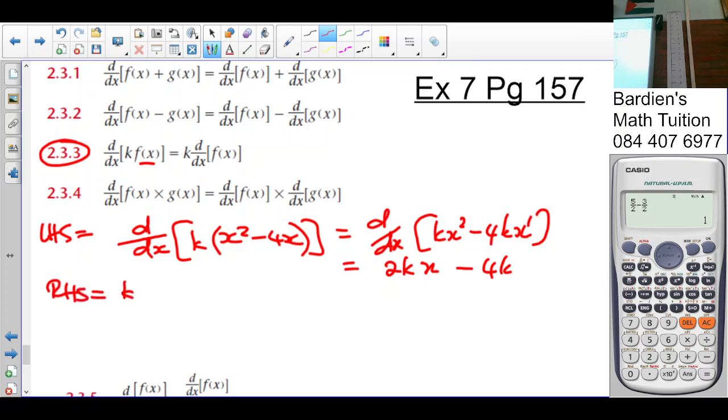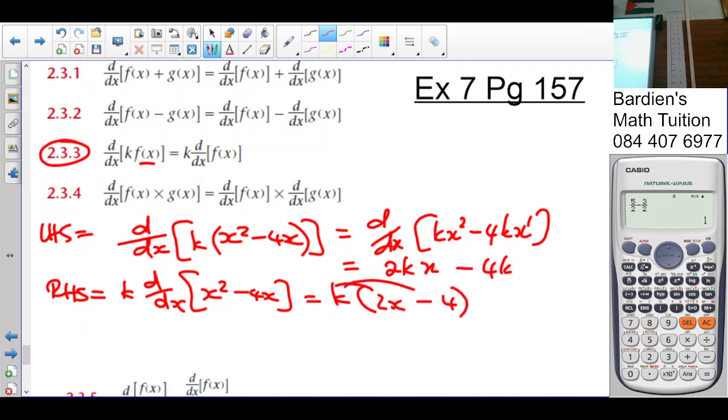So that is k and the derivative with respect to x. Okay, so here you're going to apply the derivative first. So x squared minus 4x, which is going to be k into the derivative of x squared is 2x, derivative of negative 4x is negative 4. You multiply the k in, which is going to give you 2kx minus 4k. What do you notice? They're the same, which is equal to the left hand side. Okay? What's the next problem?